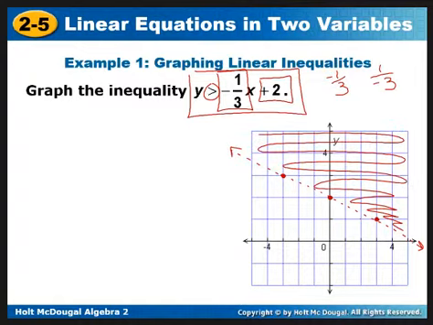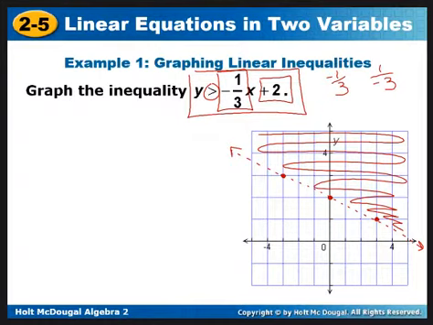If you struggle with the concept of above and below, you can always pick a test point and see whether it makes your inequality true. If the test point makes the inequality true, that means it is part of what should be shaded on your graph. If it is not, then it tells you that the other side of your line should be shaded.